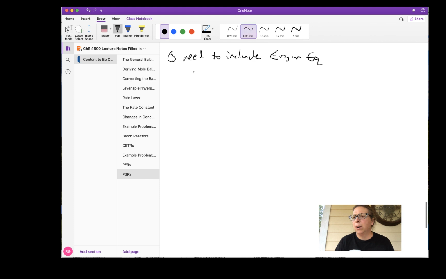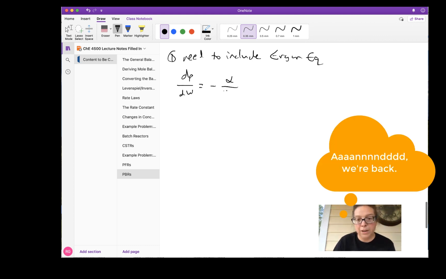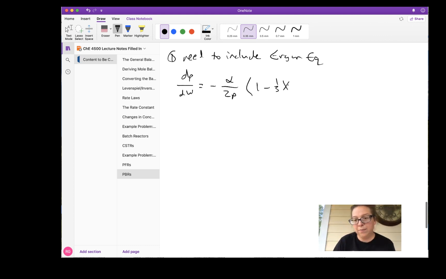So the Ergun equation, dp/dW is equal to minus alpha divided by 2p, times 1 minus 1/3 x.